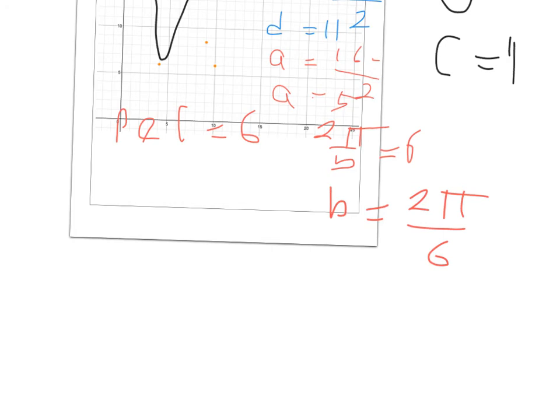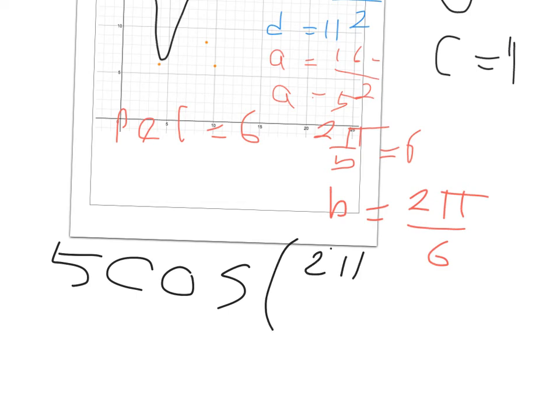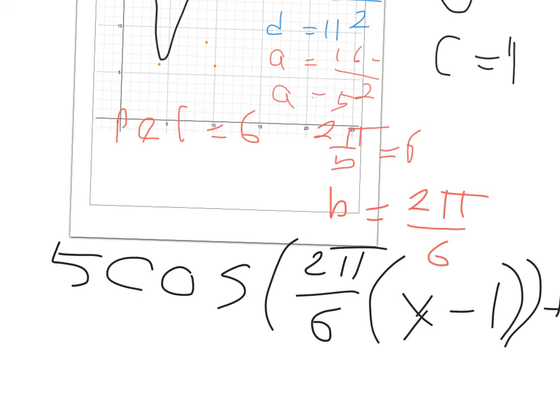Okay. In creating the cosine equation, I'm going to take my amplitude, which is 5. We said this is a positive cosine, so 5 cosine. My b value is 2 pi over 6. Got x minus my c value, and then plus my d value, which we said was 11. This is the model for this situation.